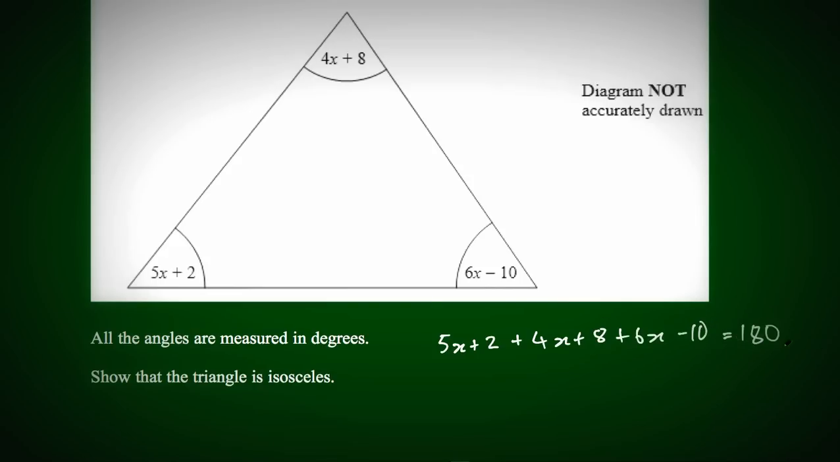And then I can collect like terms. So that's the 3 angles added together. Collecting like terms, 5x plus 4x is 9x, plus 6x is 15x. And then adding the numbers together, 2 plus 8 is 10, minus 10 is 0. So that's 15x equals 180. And divide both sides by 15.